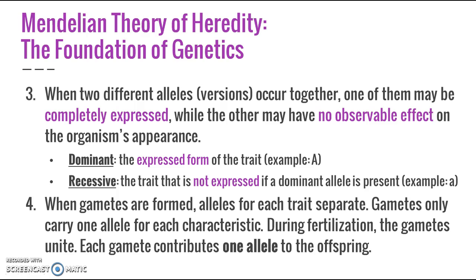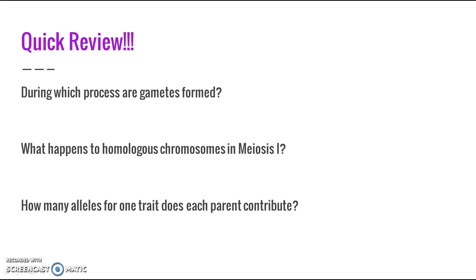Now, when gametes are formed, the alleles for each trait separate. So even though that pea plant has a white copy and a purple copy, they only get to pass on one of those copies. The gametes only carry one allele for each characteristic. This works because during fertilization, gametes unite, the sperm and the egg come together, and each gamete then contributes one allele to the then diploid offspring. This idea that we only pass on half of our instructions leads us to a quick review.